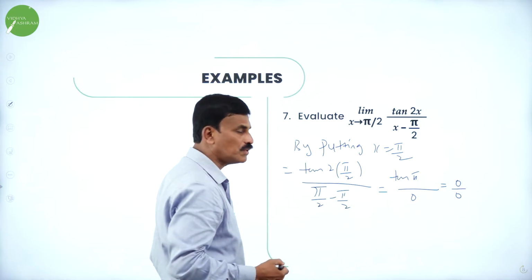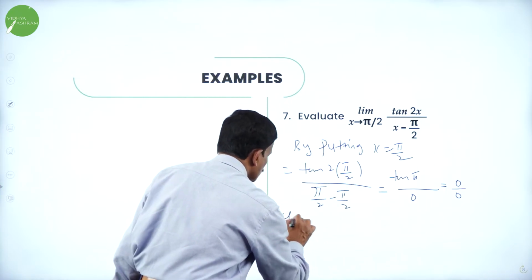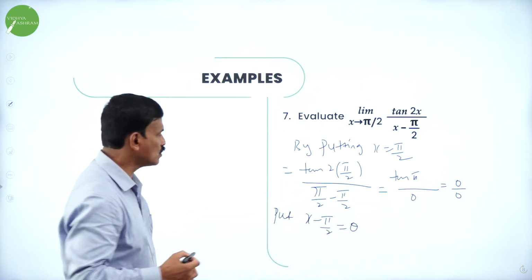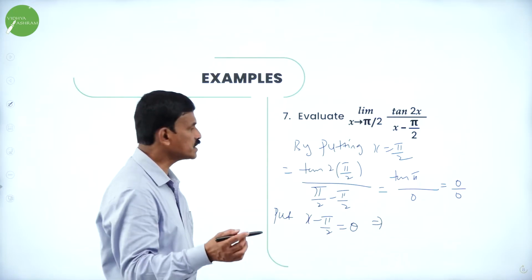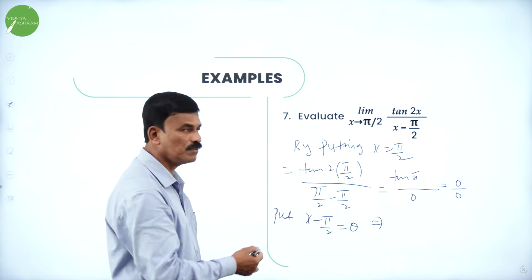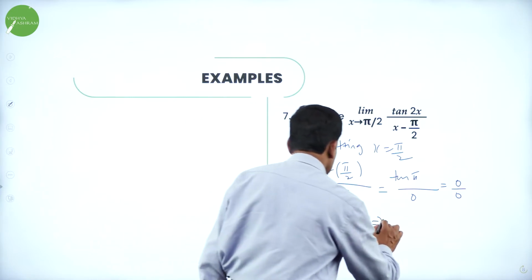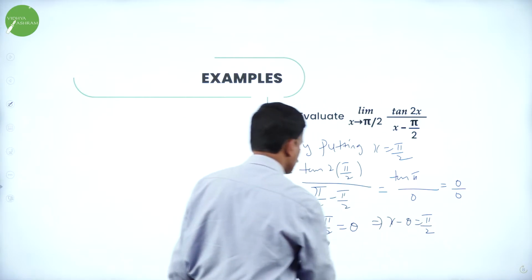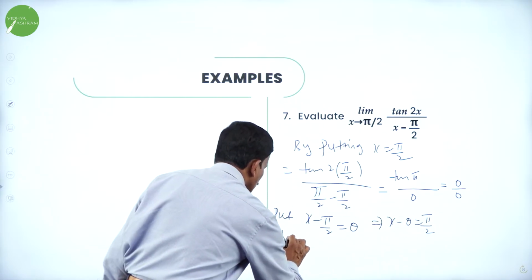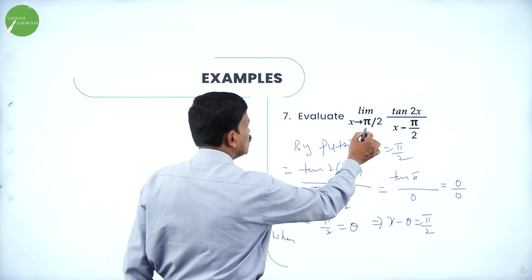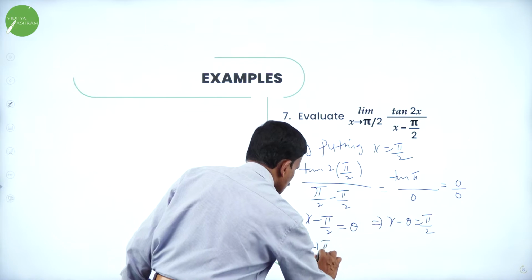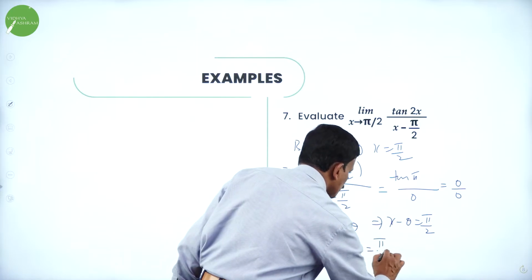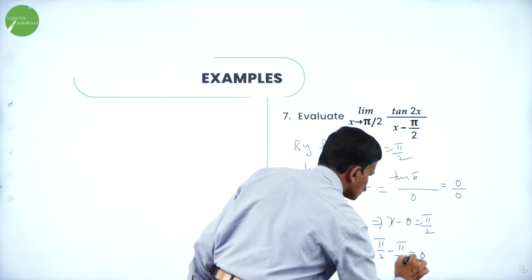Now, put x minus pi by 2 is equal to theta. Now let us take the substitution. Put x minus pi by 2 is equal to theta. This implies x minus theta is also equal to pi by 2. So, whenever substitutions are taken, the value of limit changes. When x tends to pi by 2, theta is equal to x minus pi by 2, that is pi by 2 minus pi by 2, which is equal to 0.